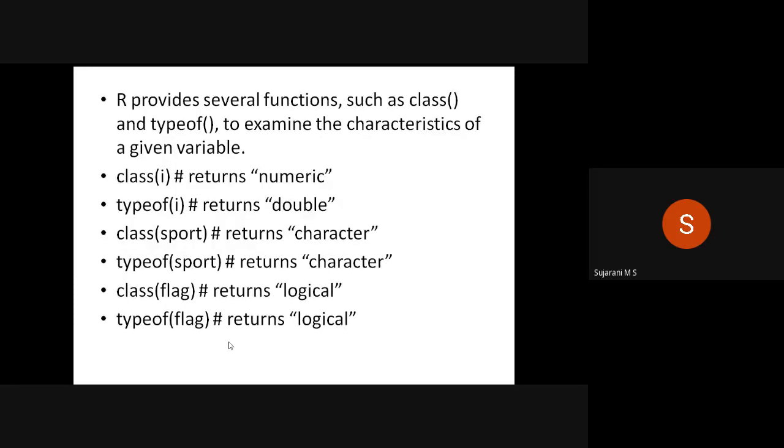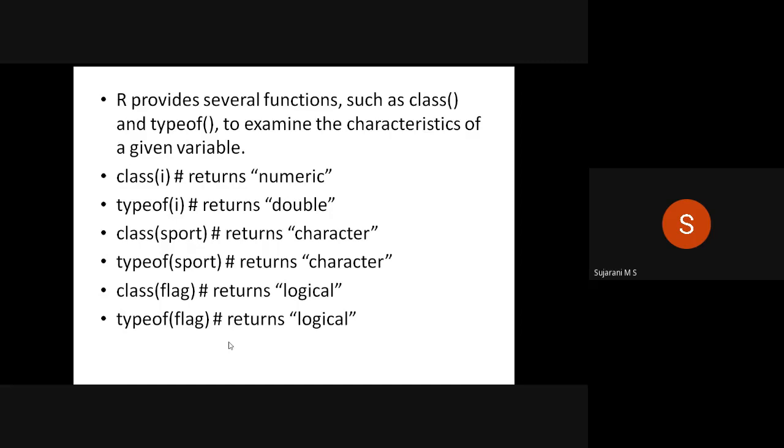Now some functions. Here we provide some functions for checking the type of a variable. There are two functions in R programming for checking the type of a variable: the class function and the typeof function, which examine the characteristics of a given variable. Suppose you are using a variable i equal to 1, we can check what type of variable it is by using a function. Unlike C or C++ programming, where first we declare a variable, int i, here no declaration is needed, we can just put a value.